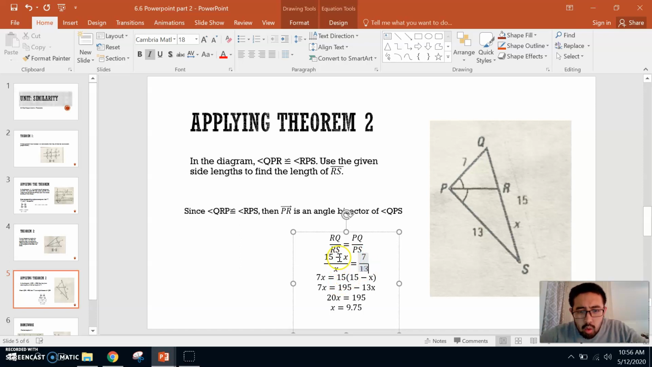Okay? And when you cross multiply here, this becomes 13. And then when you multiply, you get 7x is equal to 195. I don't know, that actually might be right. So 13 times 15 is 195. So then you multiply it into here, right? So that was just a typo. Okay? When you add 13x to both sides, you get 20x is equal to 195. And if you divide by 20, you get x is equal to 9.75.